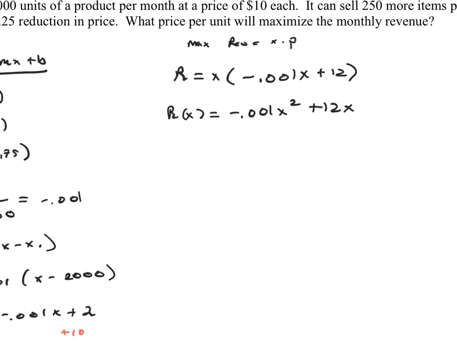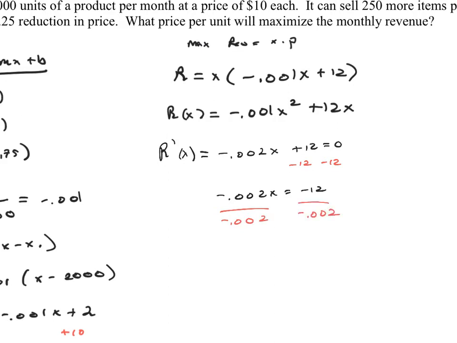Once again, we could use the first derivative test, but the first thing is we need to find its derivative and then its critical values. So this would be negative 0.002x plus 12. I'm going to set that equal to 0. Subtract 12 from both sides. I'd have negative 0.002x equals negative 12. Divide both sides by negative 0.002.